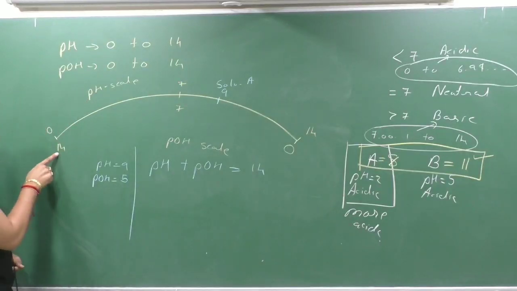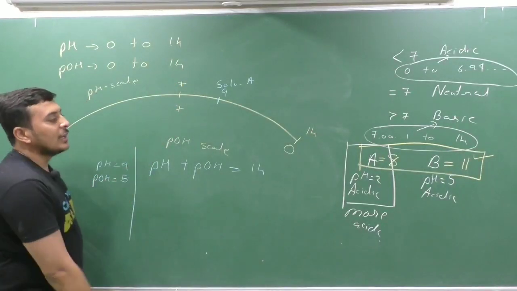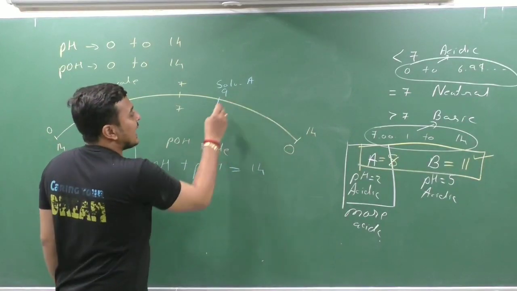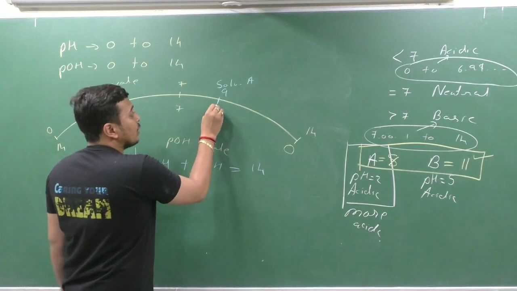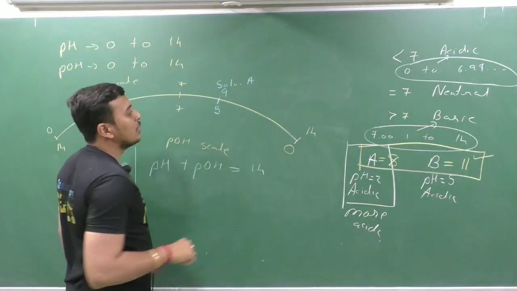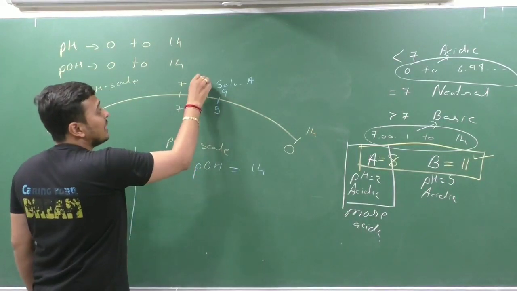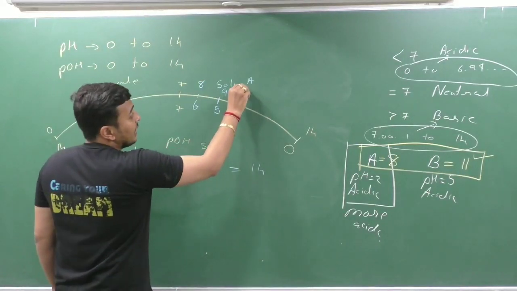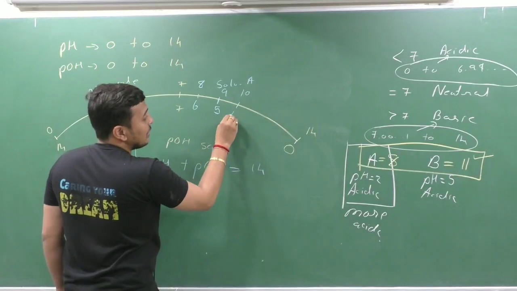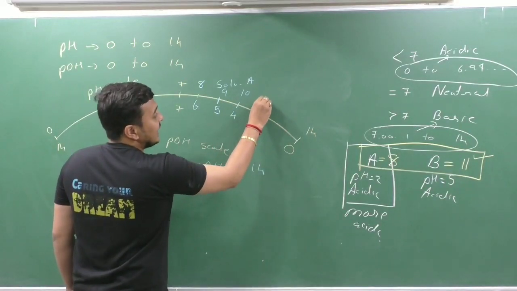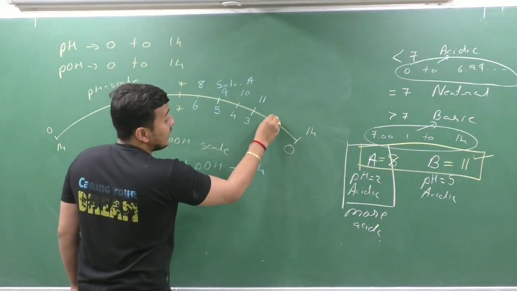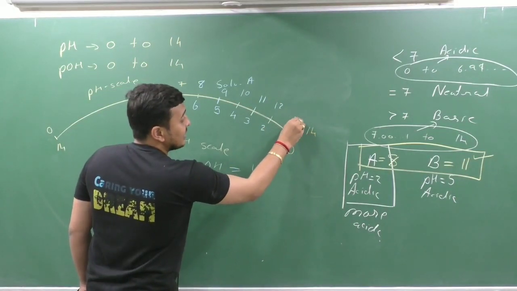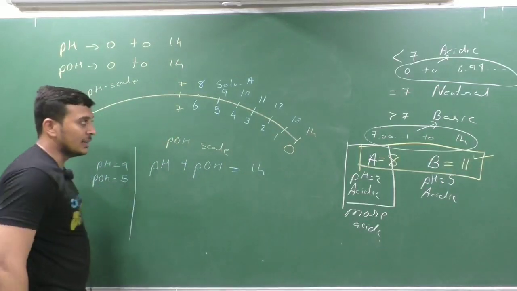See here, 0 plus 14, 14. 7 plus 7, 14. 14 plus 0, 14. So if here it is 9, then the value of its pOH will be equal to 5. 9 plus 5, 14. If pH is 8, then pOH is 6. 8 plus 6, 14. If pH is 10, then the pOH will be 4. If pH is 11, then the pOH will be 3. If pH is 12, then the pOH will be 2. If pH is 13, then the pOH will be 1.